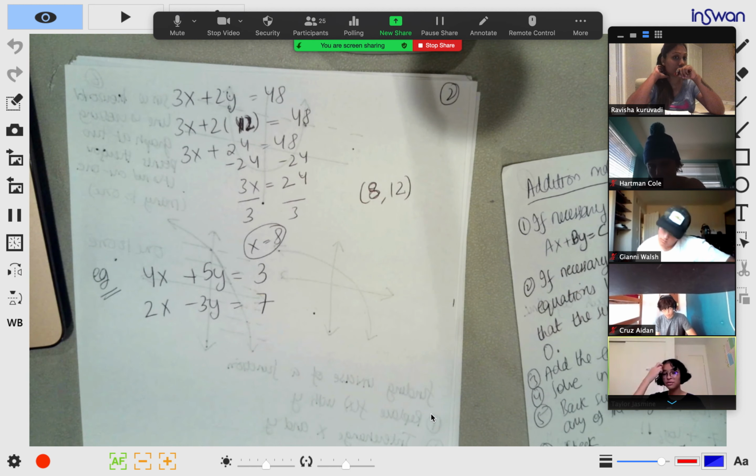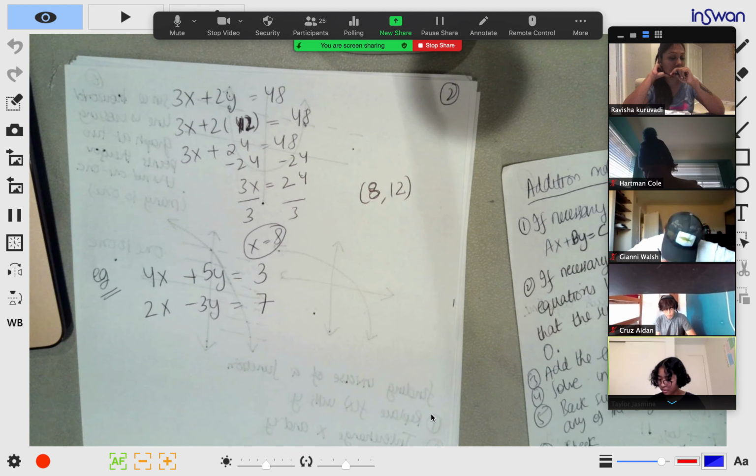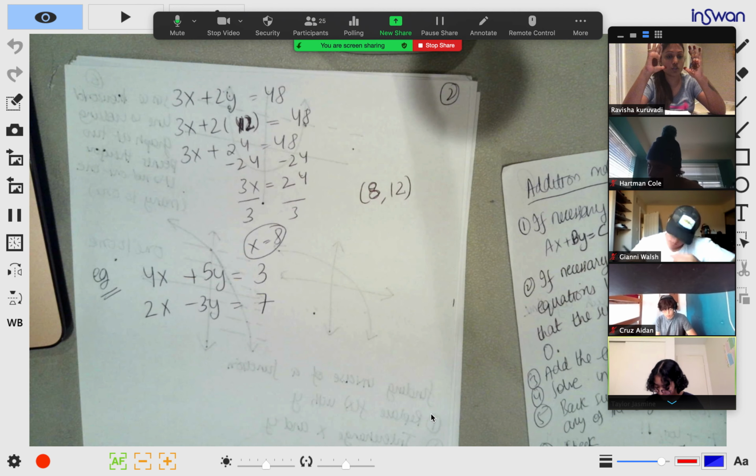Rewrite the equations in the form, but it's already in the form, so we don't have to worry about that. Perfect. Yes. Step 2: multiply the equations by a non-zero number. First of all, you have to decide which variable you want to eliminate, Jasmine.